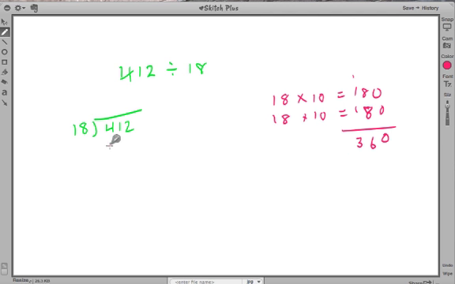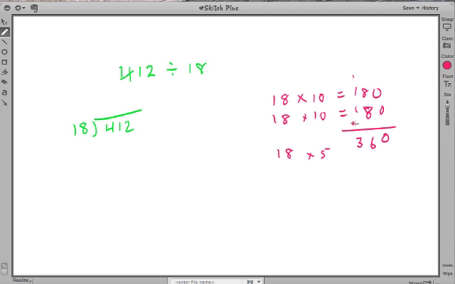Now we're going up to 412, and I'm pretty sure we can't fit another 180 in. So we'll just try the 18 times 5. We already did that once. Can we do 180 in half? Well, 18 in half is 9. So 10 in half is 5. So 18 times 5 is half as big as 18 times 10.